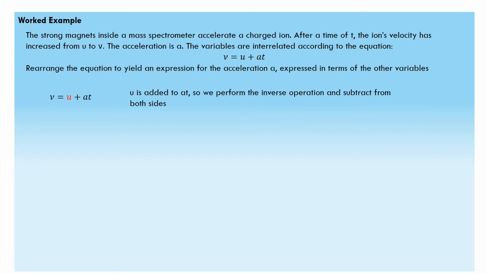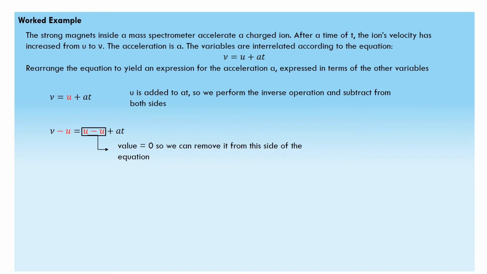So let's have a look at that in a bit more detail. We start to unpick the equation bit by bit, and we start to look at what kinds of operators are present. The operators present in this equation are addition and multiplication. If we're working backwards in the BODMAS scheme, we know that we must unpick the equation from the addition end first. So here u is added to at, so we perform the inverse operation here and we subtract u from both sides. So we get v minus u equals u minus u plus at.